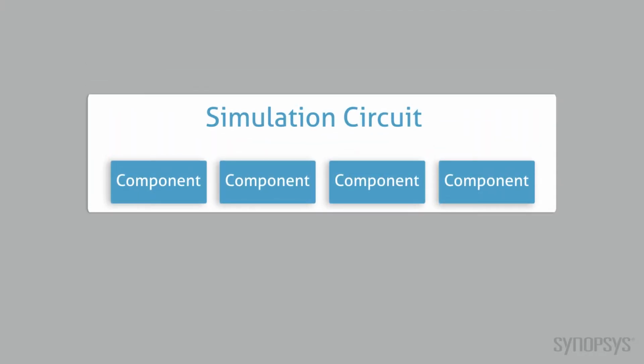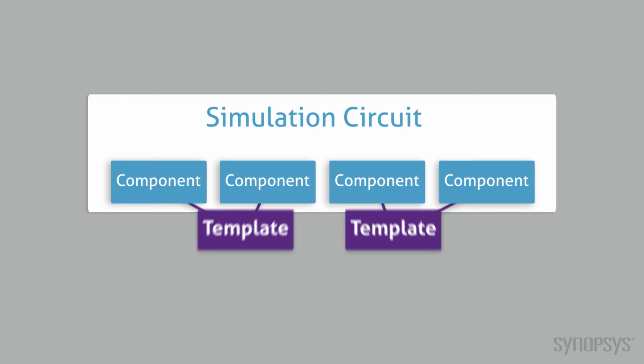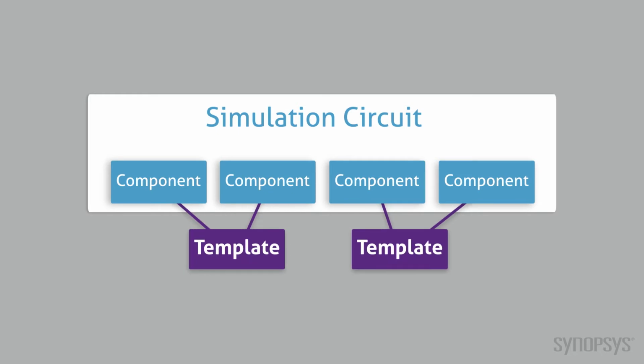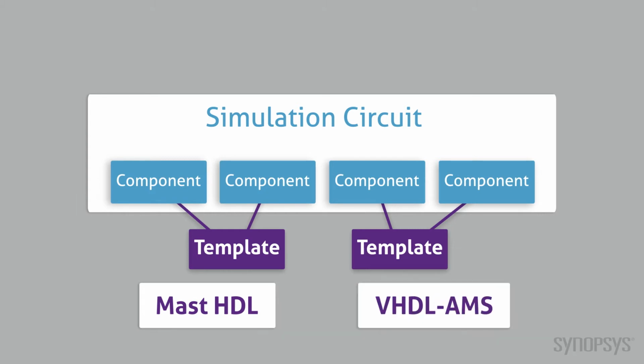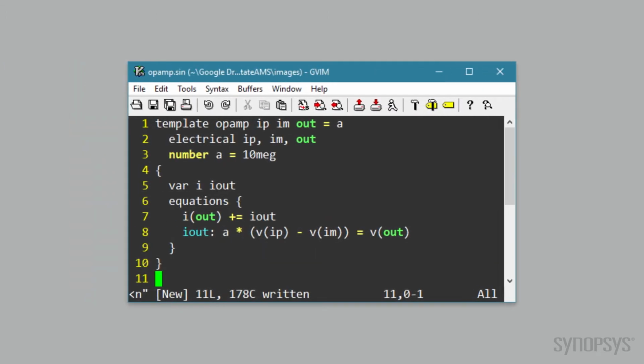Circuits in SaberRD consist of elemental building blocks called templates. They are written in a hardware description language, either Saber's original MAST modeling language or the IEEE-compliant VHDL-AMS. The most direct way to create HDL for a template is with a text editor. However, as with any programming language, it can be difficult to adhere to HDL structure and syntax requirements.